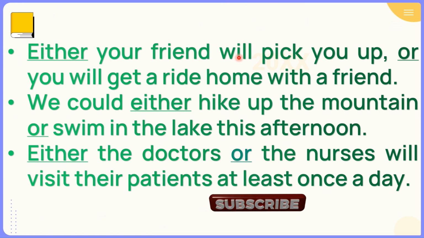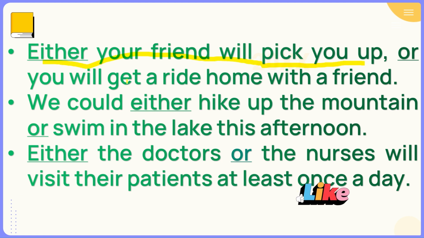Either your friend will pick you up or you will get a ride home with a friend. So either or is giving two options. So here, either your friend will pick you up is a clause and you will get a ride home with a friend is also a clause. So either or is joining two clauses.